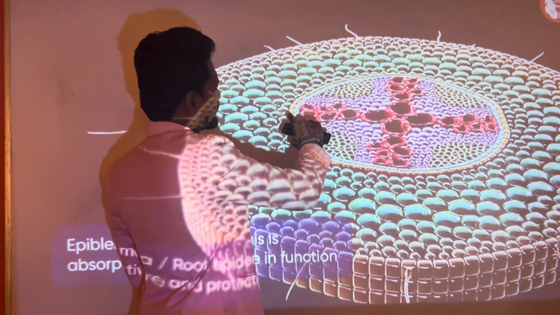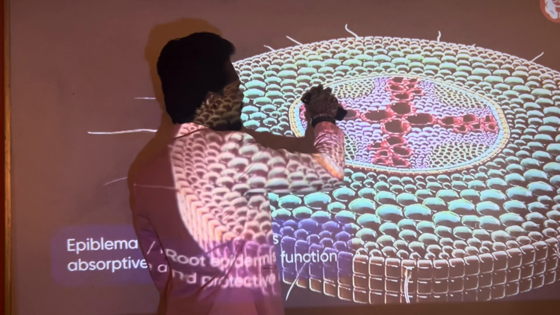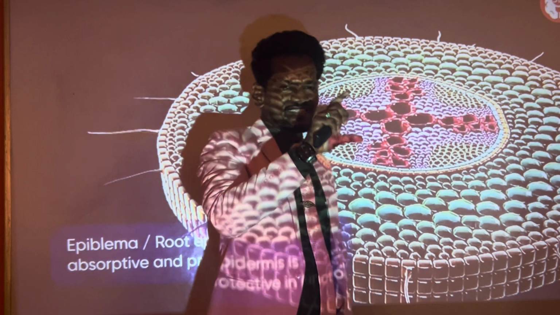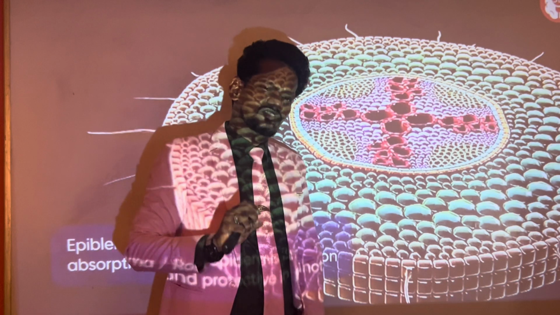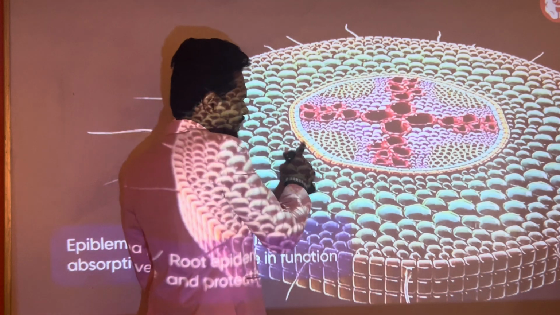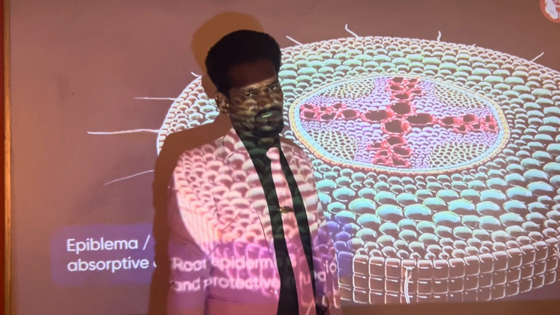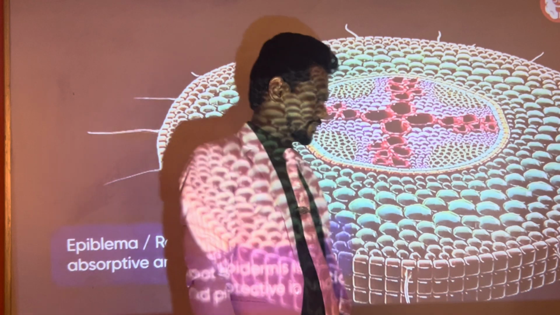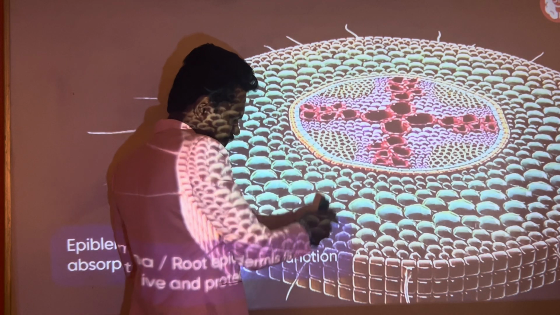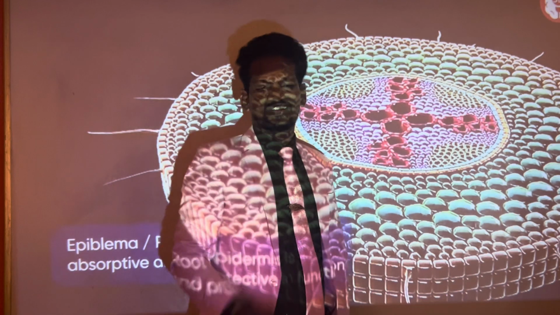Then the next one, the last layer of cells of the cortex, nothing but the innermost layer of cells of the cortex, forms a single layer circular structure known as endodermis. Here the endodermis cells contain Casparian thickenings. This is a special feature of endodermis. So endodermis, general cortex, hypodermis or exodermis, these three together are called cortex.